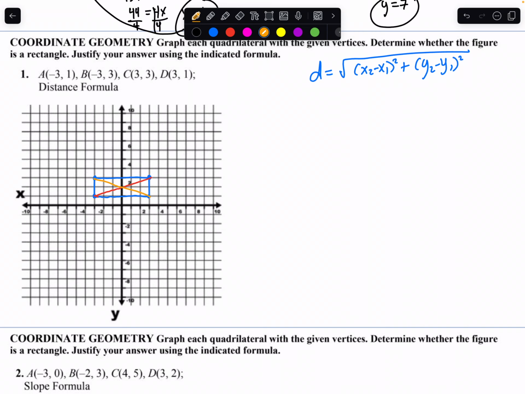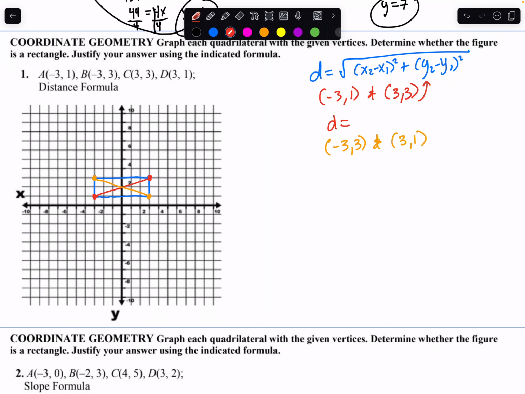That will prove that it's not just a parallelogram where the opposite sides are the same, but that the diagonals are the same. So I would use those opposite points, right? I would want to use this point and this point to find the distance. So I have -3, 1, and 3, 3. When I plug this in here, I want to know whether or not this distance matches, let's do this in orange, the other one, the distance of the other diagonal. So the other points I'm going to want to use are -3, 3, and 3, 1.